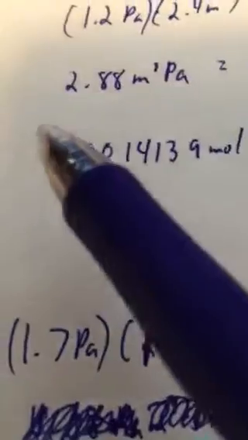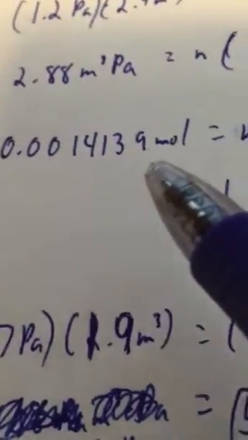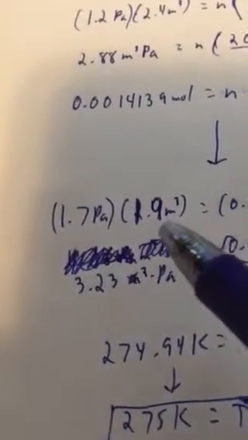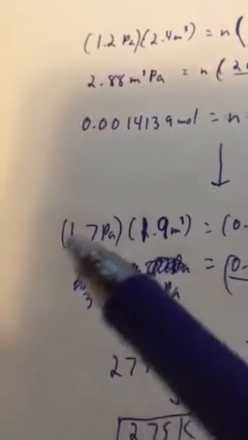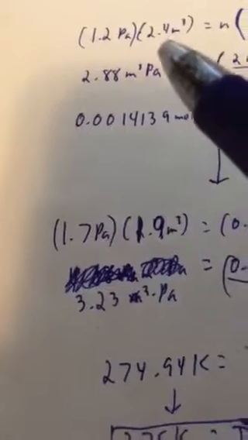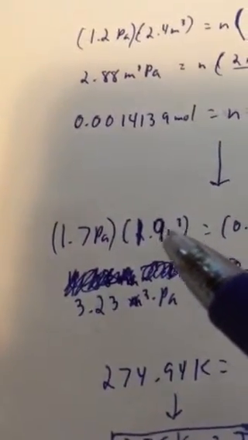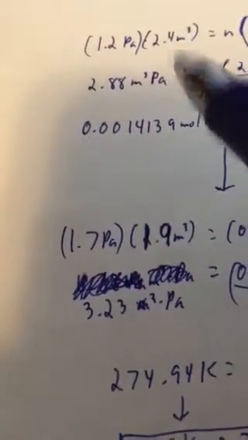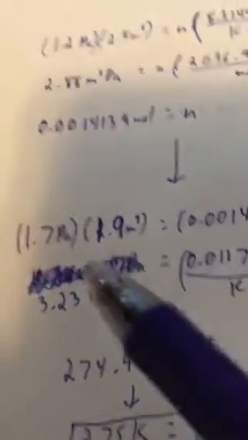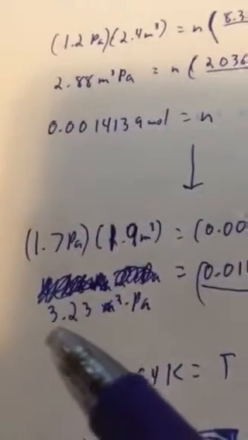All right, so now that we know what n is, and n is 0.001413 moles, we plug it into the new equation with the new pascals and the new cubic meters that were given. The new pascals are 1.7 instead of 1.2. They're 1.9 instead of 2.4. And again, notice the volume went down, so the pressure went up. Okay? So you multiply these together to get 3.23 cubic meter pascals.